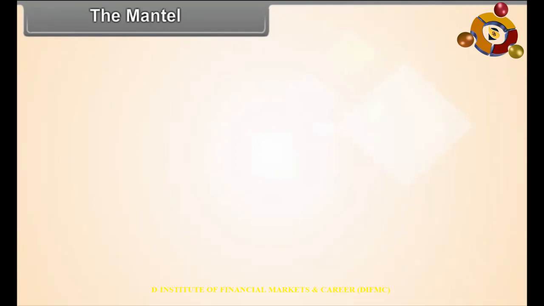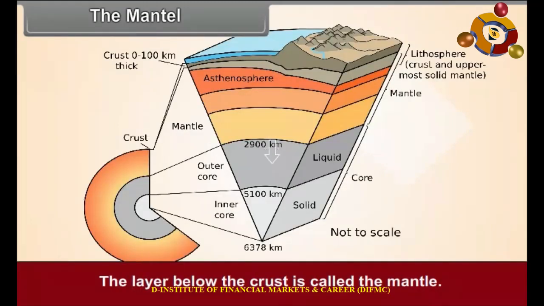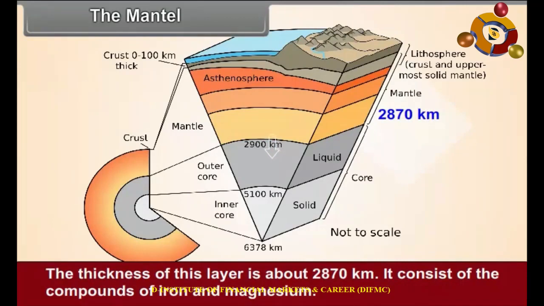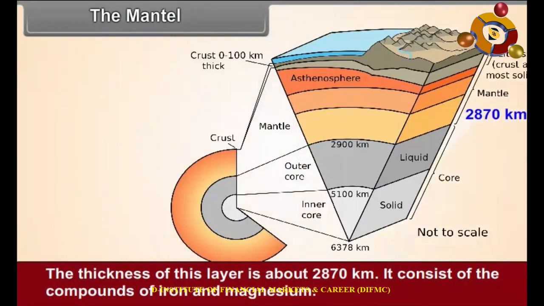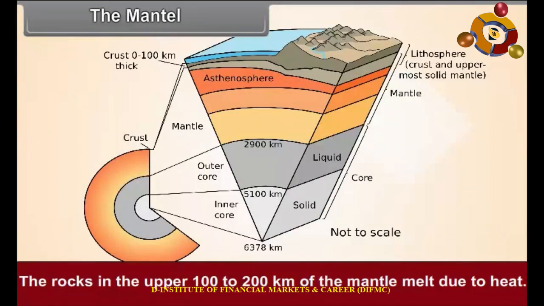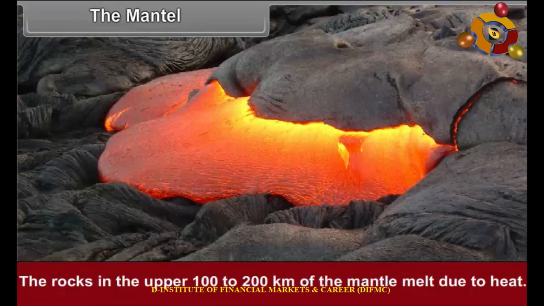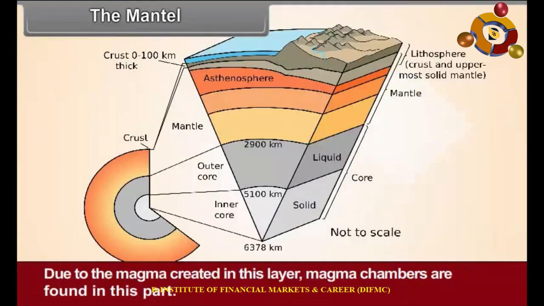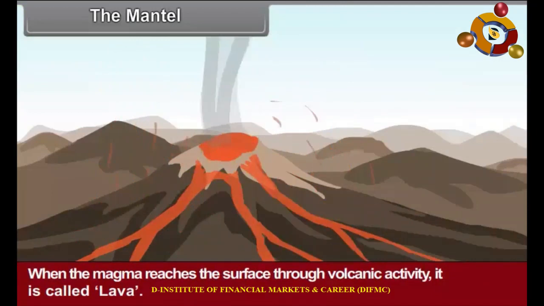The mantle. The layer below the crust is called the mantle. The thickness of this layer is about 2,870 kilometers. It consists of compounds of iron and magnesium. The rocks in the upper 100 to 200 kilometers of the mantle melt due to heat. Due to the magma created in this layer, magma chambers are formed in this part. When the magma reaches the surface through volcanic activity, it is called lava.